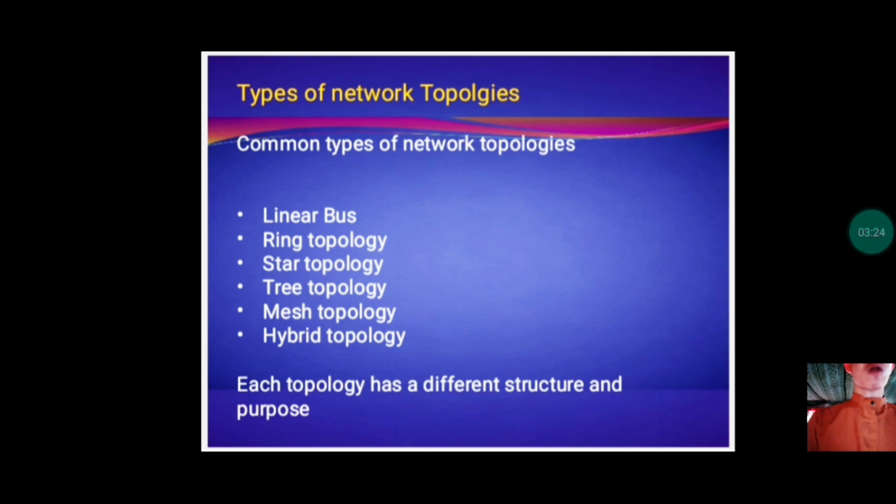Types of network topologies. Common types of network topologies: linear bus, ring topology, star topology, tree topology, mesh topology, and hybrid topology. Each topology has a different structure and purpose.